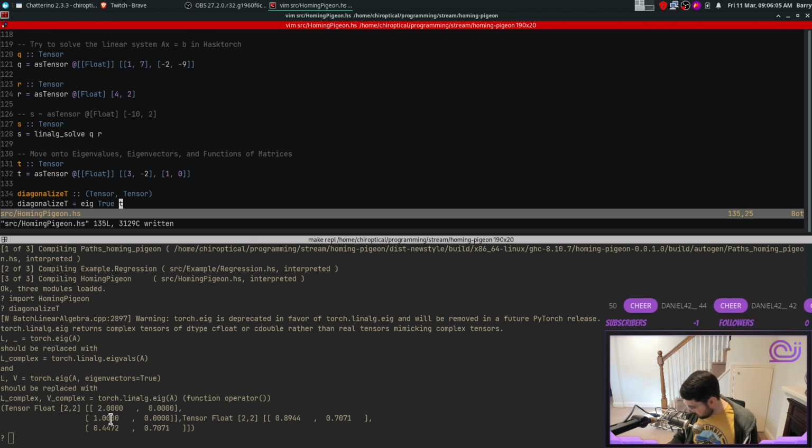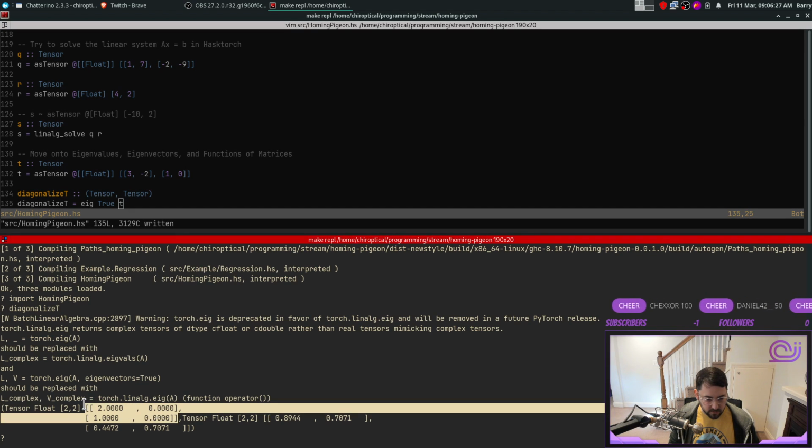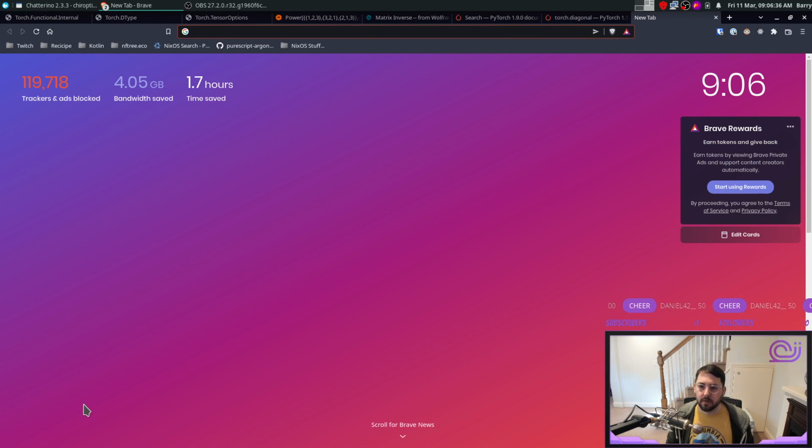Did we write the eigenvalues down? I don't even remember. Oh, they were 2 and 1. Yeah, right here. You can't see my screen anymore, but they're 2 and 1. So for some reason, instead of returning the eigenvalues, it's so strange. This can't be right. It's doing something really weird here.